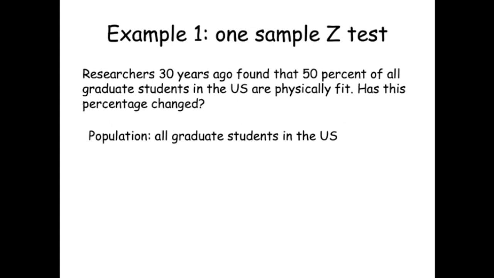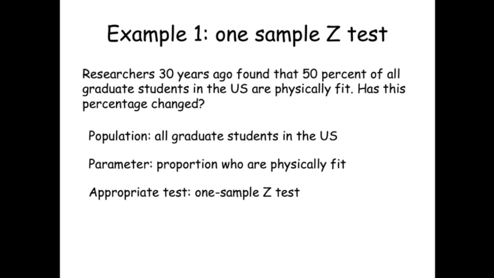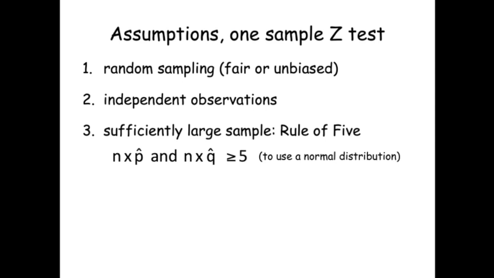The population of interest is all graduate students in the United States, and the parameter is the proportion who are physically fit. The appropriate test is the one-sample z-test. 3 assumptions must be met for this test. The first is random sampling, which we interpret as fair or unbiased. It is not always possible to draw a random sample, but in order to generalize to a population, the sample must represent this population in terms of the characteristics being measured.